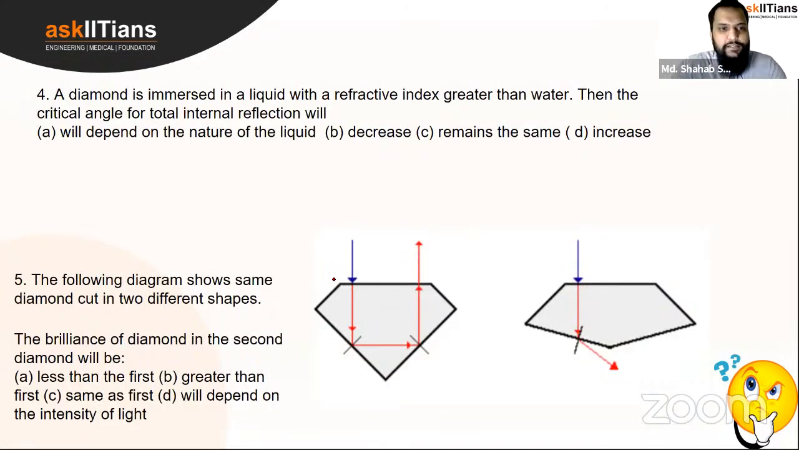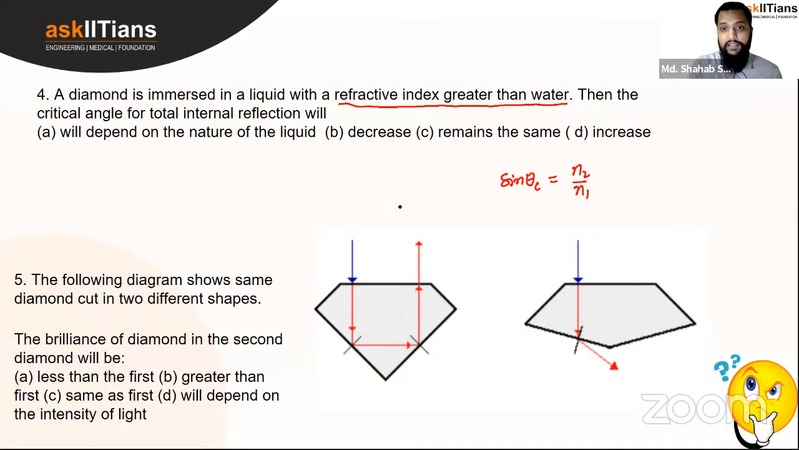Okay, read this question, guys. A diamond is immersed in a liquid with refractive index greater than water. This is a really important point, guys. A diamond is immersed in a liquid with refractive index greater than water. Then the critical angle for total internal reflection will be, I need your attention here. What was the critical angle formula? Sine theta c is equal to n2 by n1. And n2 is the refractive index of the rarer medium, and n1 is the refractive index of the denser medium.